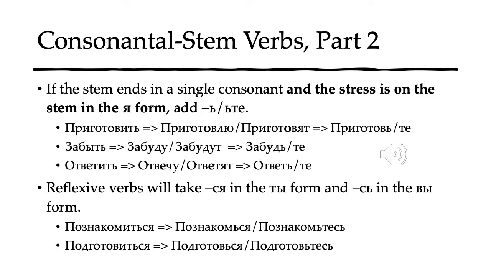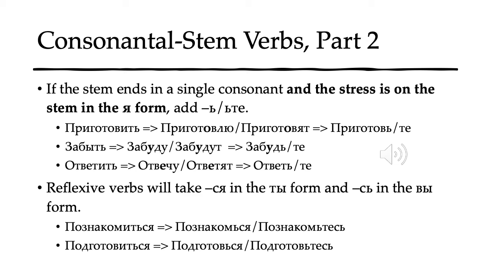And then finally, we have this very small but important group of verbs that are consonantal stems, and they have the stress on the stem in the я form. And for those, and this is going to look kind of weird and sound kind of weird, you're going to add мягкий знак for the ты form and мягкий знак те for the вы form. So it's actually going to end in a consonant. So приготовить, to prepare or to cook. In the я form, the stress is still on the stem. Я приготовлю. We're going to take the stem from the они form, они приготовят, and the imperative is going to become приготовь, ending in a мягкий знак, or приготовьте.